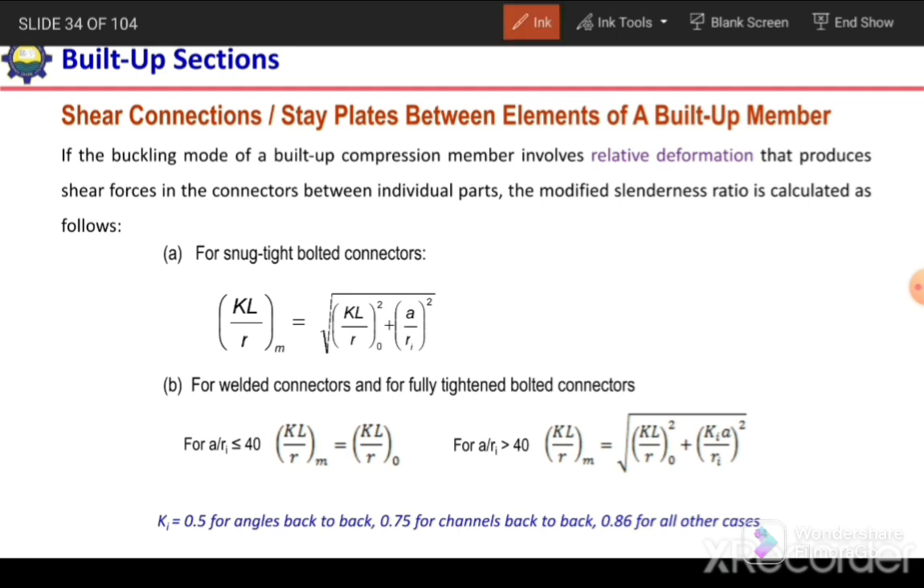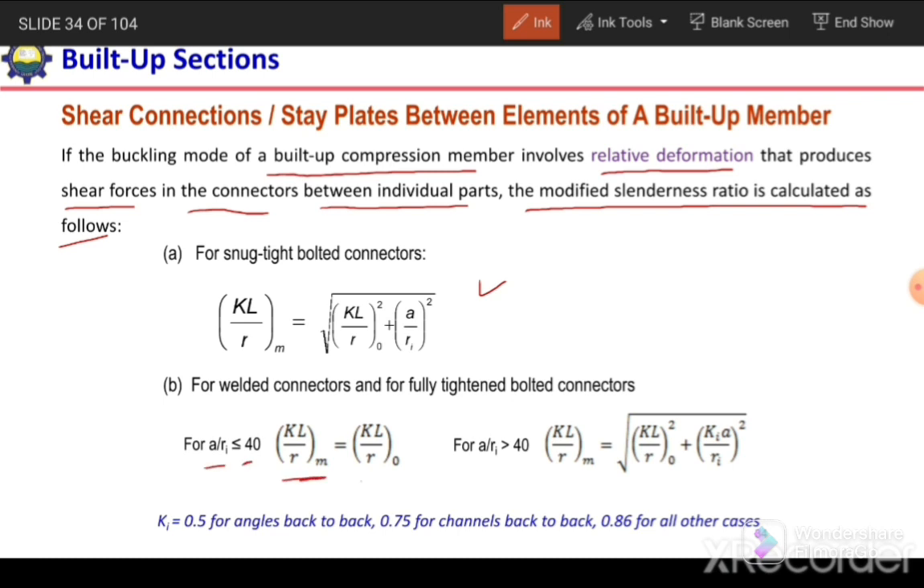So if the buckling mode of a built-up compression member involves relative deformation that produces shear force in the connectors between the individual parts, the modified slenderness ratio is calculated as follows. For snug-tight connections, we can calculate the modified slenderness ratio by using the expression square root of (KL over r) squared plus (a over r_i) squared. And for welded or fully tightened connections, we need to see if a over r_i is less than 40, then the modified slenderness ratio will be equal to the actual slenderness ratio of the built-up section. But if a over r_i is greater than 40, in that case we calculate the modified slenderness ratio by the square root of (KL over r) squared plus (K_i a over r_i) squared.